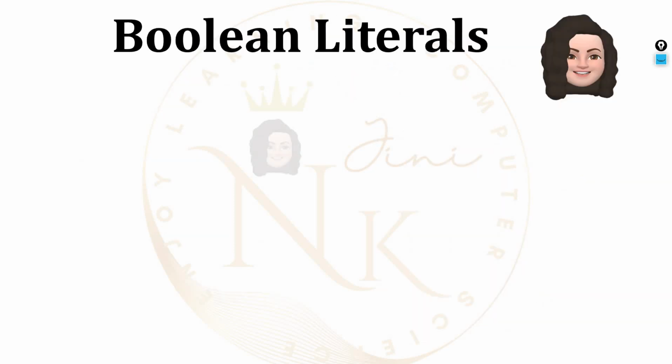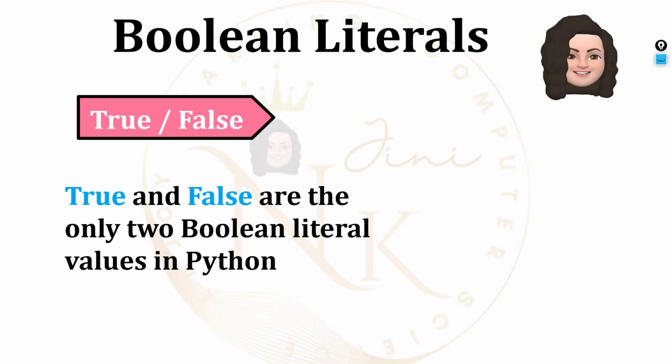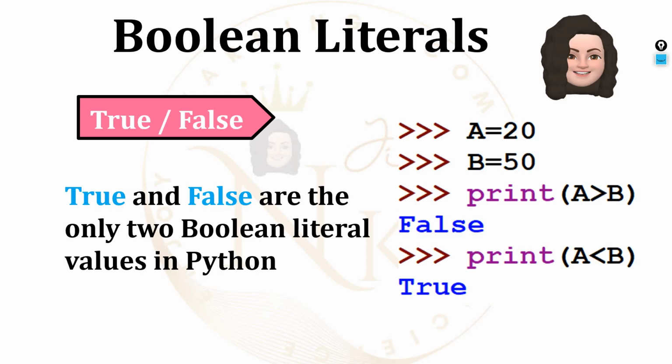The next one, Boolean literal. What are the Boolean literals? There are only two: True or False. So True and False are the only Boolean literal values in Python. So when you use a relational operator, when you compare, your output will be either True or False.